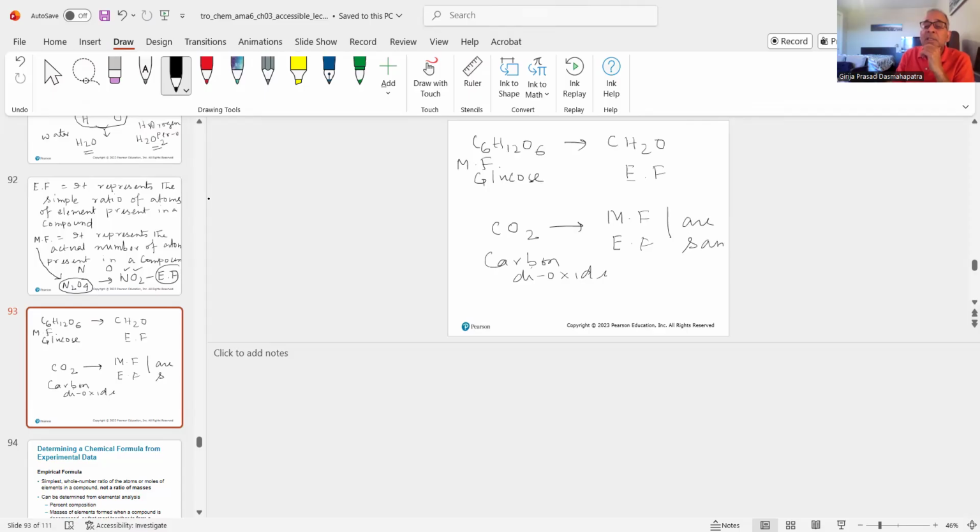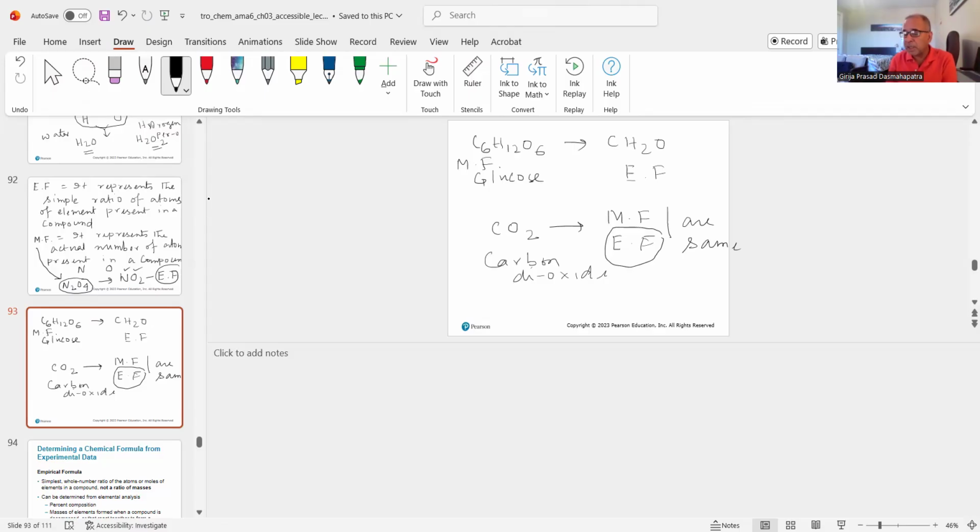So in this case, really speaking, there is no difference between empirical and molecular formula. And some of the instructors or scientists believe we should say that it doesn't have an empirical formula, it has only a molecular formula. But nonetheless, we are referring to the same thing in this class. In this class, we will say empirical formula and molecular formula are the same.